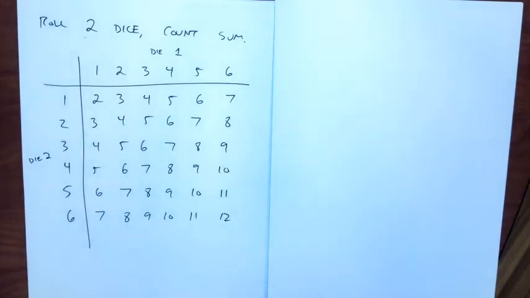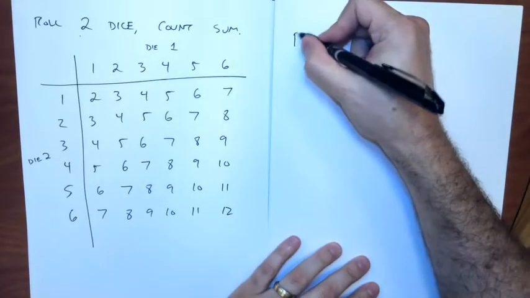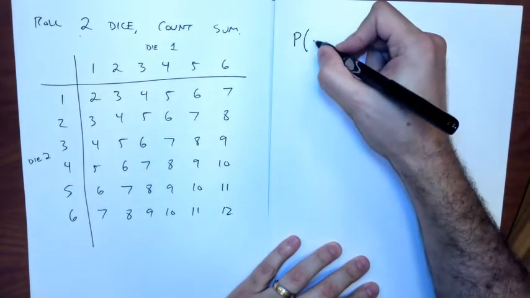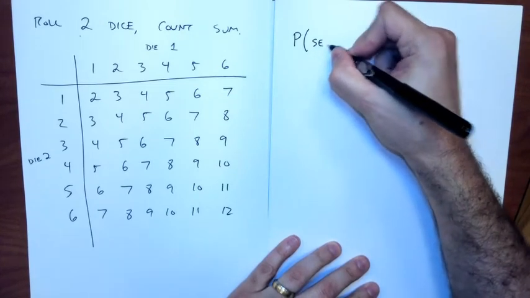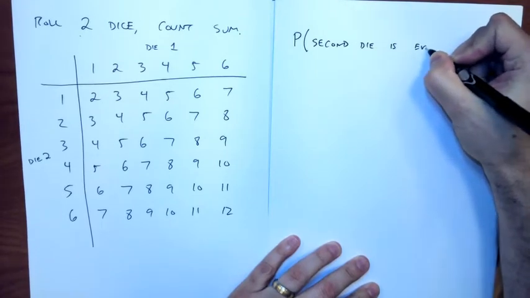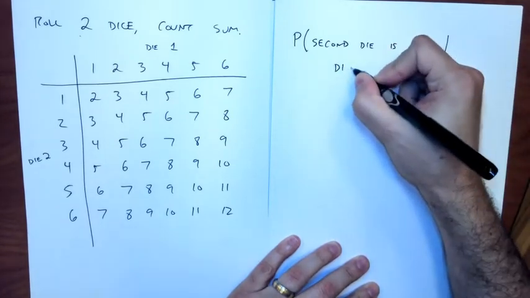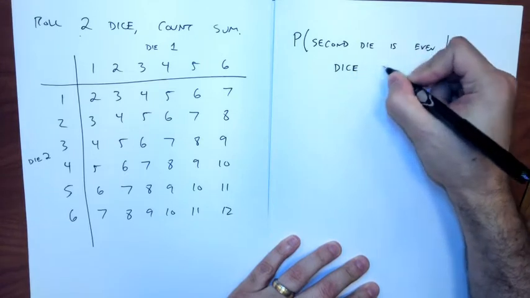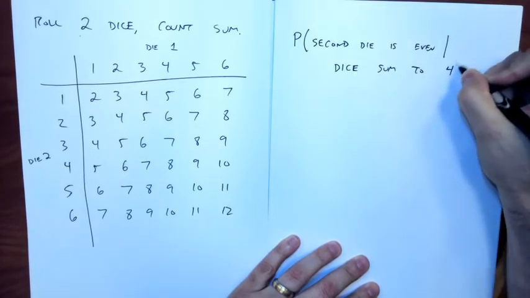Okay, so we're going to assume that each of these dice is fair, which means that the probability of each of these things happening is 1/6. No funny dice, okay? And then I can ask something like, what is the probability that the second die is even, given that the dice sum to 4?